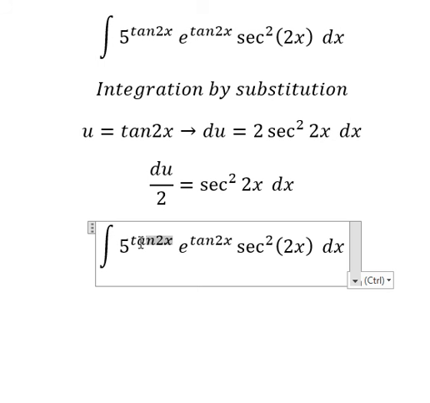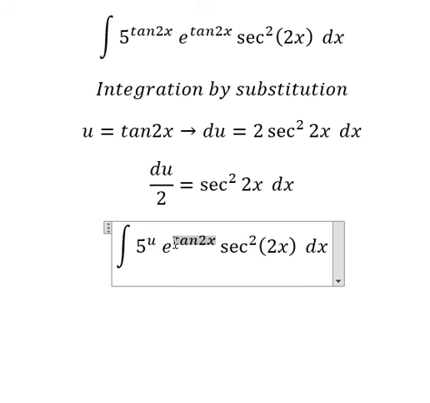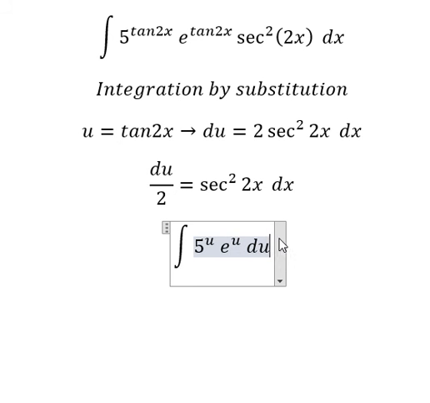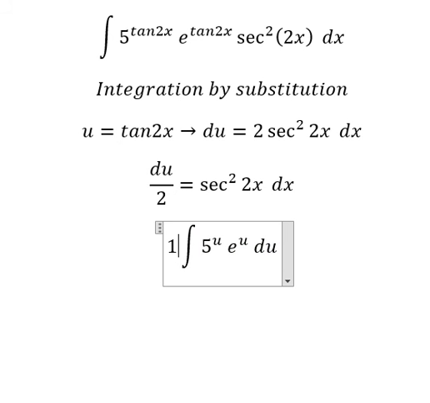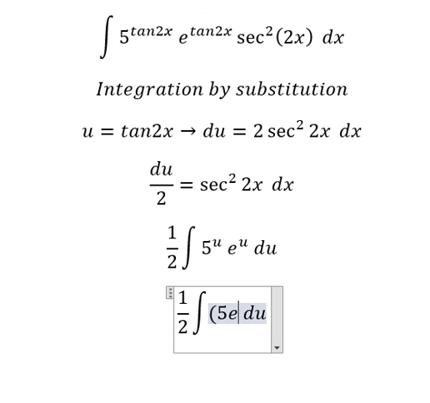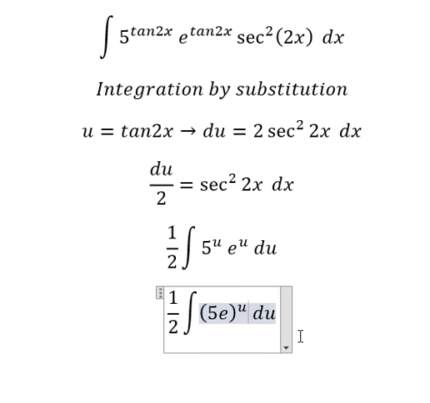So this one we change for u. This one we change for u. This one we change for du over 2. This one with this one we combine because we have the same base. So that's 5e to the power of u.